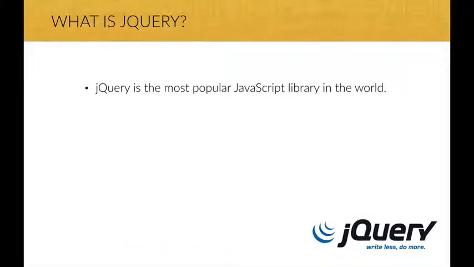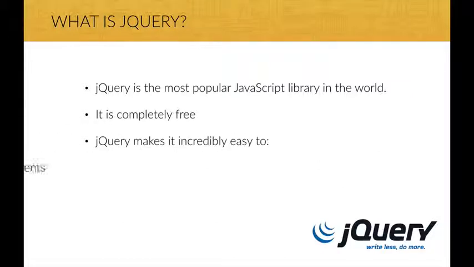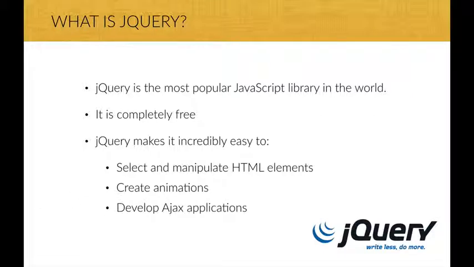So, what is jQuery? jQuery is by far the most popular JavaScript library in the world. It is completely free and open source software. And jQuery makes it incredibly easy to select and manipulate HTML elements, create animations, or even develop Ajax applications. For example, jQuery can be used for finding an element in an HTML document with a certain property, like all h1 elements, and then changing one or more of its CSS attributes, or making it respond to an event like a mouse click.